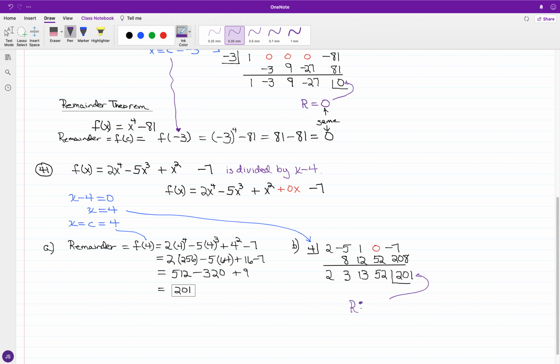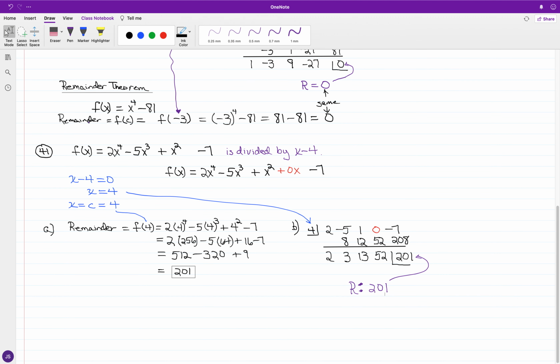Again, you have the remainder is 201. And that's going to be the same as the remainder through the use of the remainder theorem. So you have this bit of history to repeat.